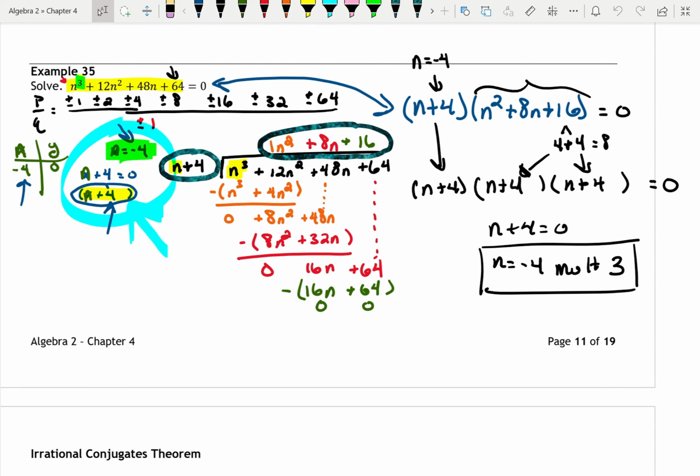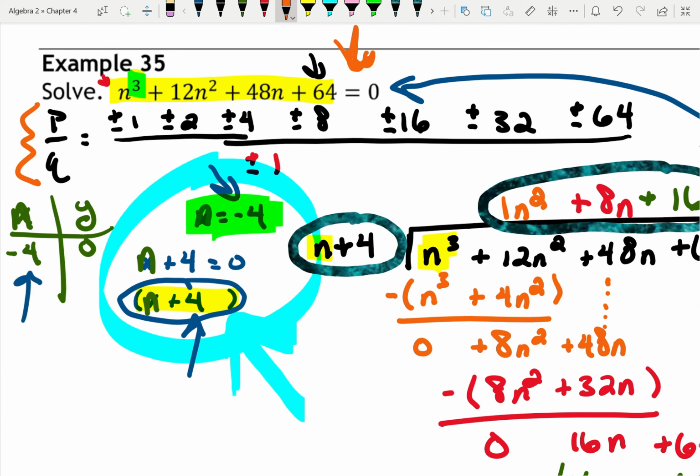Just to review how we did this problem, we had equals 0. There's our equal symbol, so that means we're solving for our x values. What we wanted to start off by doing is just plain old factoring. We looked at it and we could not factor it. But if you can factor, you want to factor. We couldn't factor, so then we went to the rational roots theorem. And that's the whole P over Q, which is factors of the last term over factors of the first term.